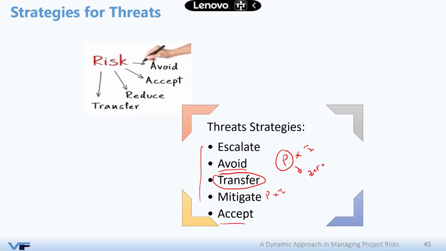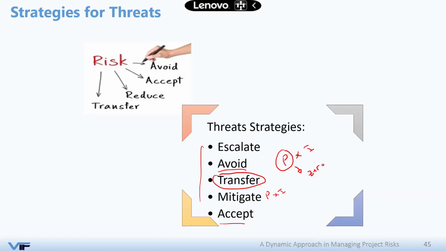But there are two types of acceptance here. Either you are passive, you do nothing at all, or you are active, which means that you put additional money aside to deal with some of your risks and threats. Now the question, which one to use? Again, it will depend on the appetite of your stakeholders.